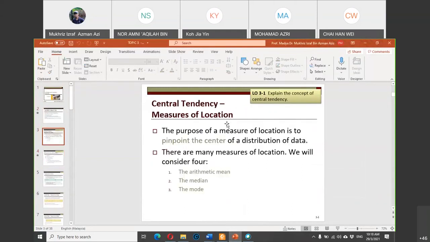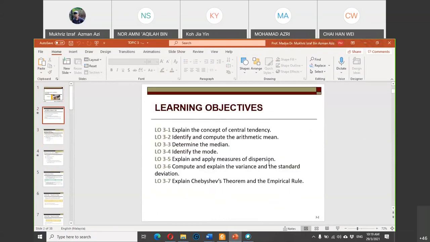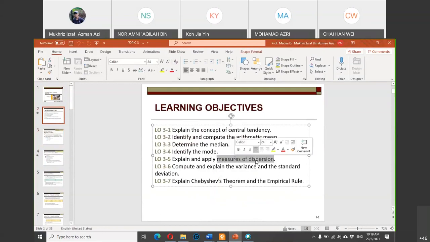The word central tendency, central means center, in the middle. So basically when you have data, we want to know the characteristics of our data. The first part is central tendency, and the second part, as discussed just now, is the measure of dispersion. How dispersed is our data? This one we cover next class, but for today we're going to focus on central tendency.